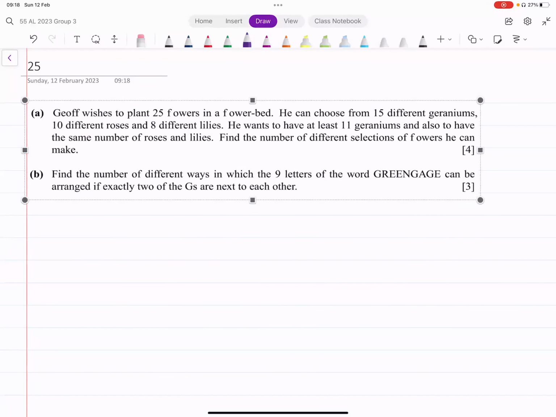Jeff wishes to plant 25 flowers in a flower bed. He can choose from 15 different geraniums, 10 different roses, and 8 different lilies. He wants to have at least 11 geraniums and also to have the same number of roses and lilies. Find the number of different selections of flowers that he can make. All right, so how do we think about this?